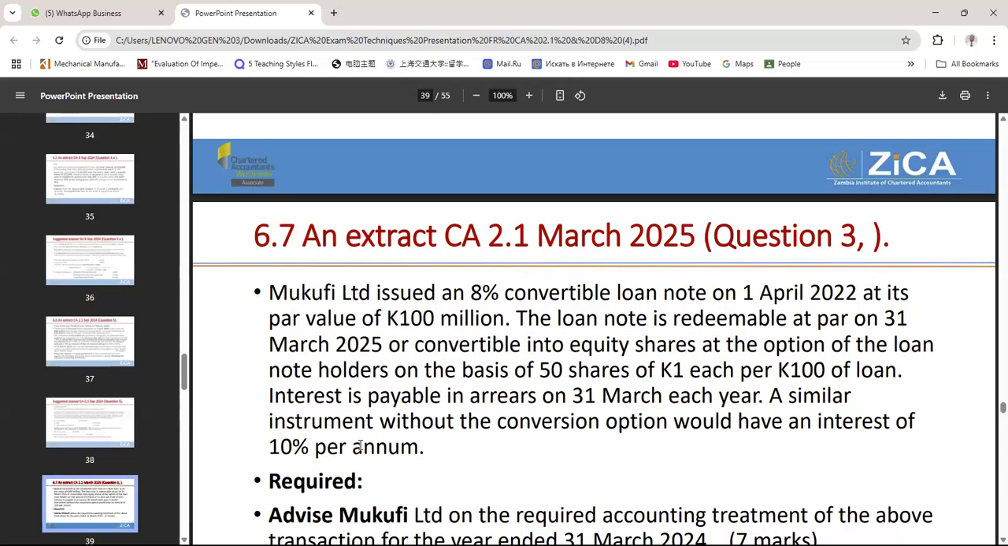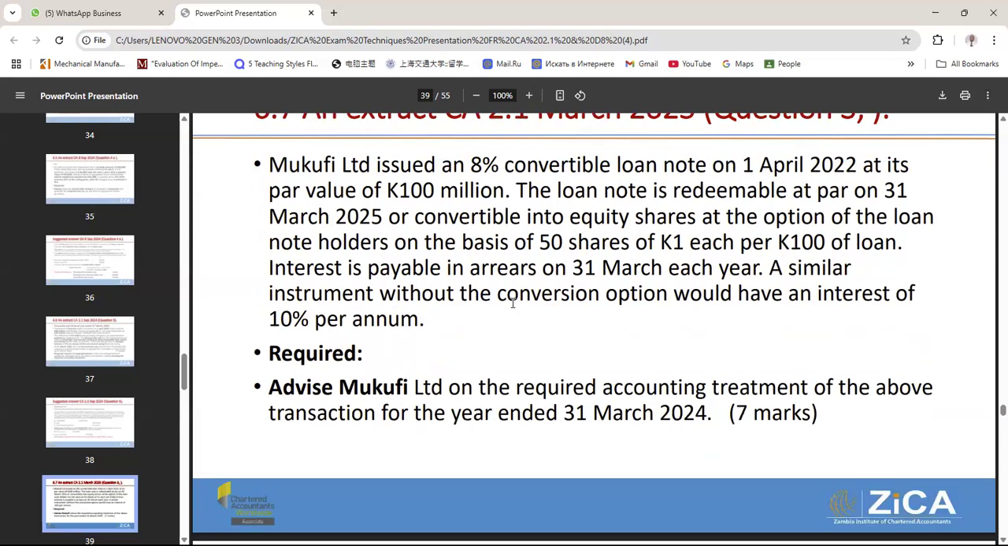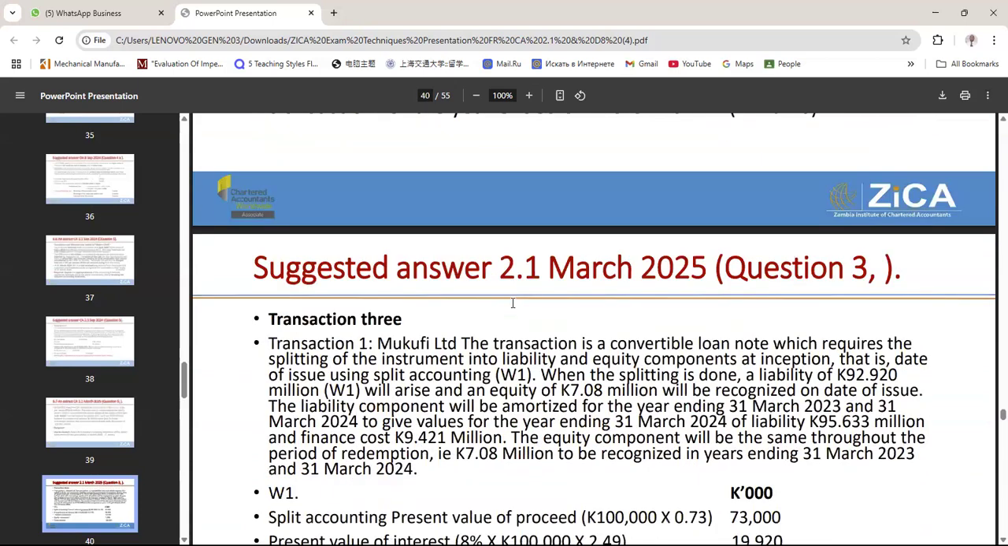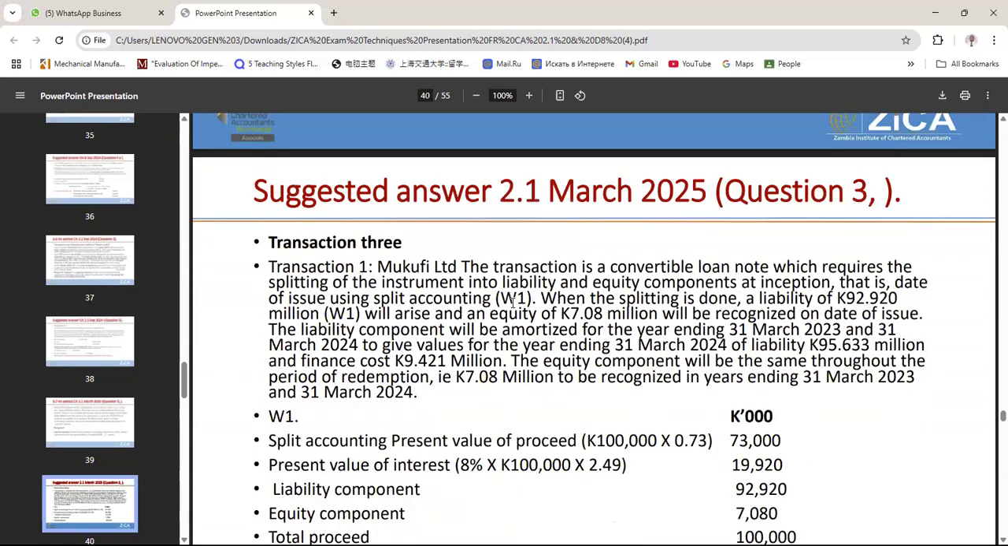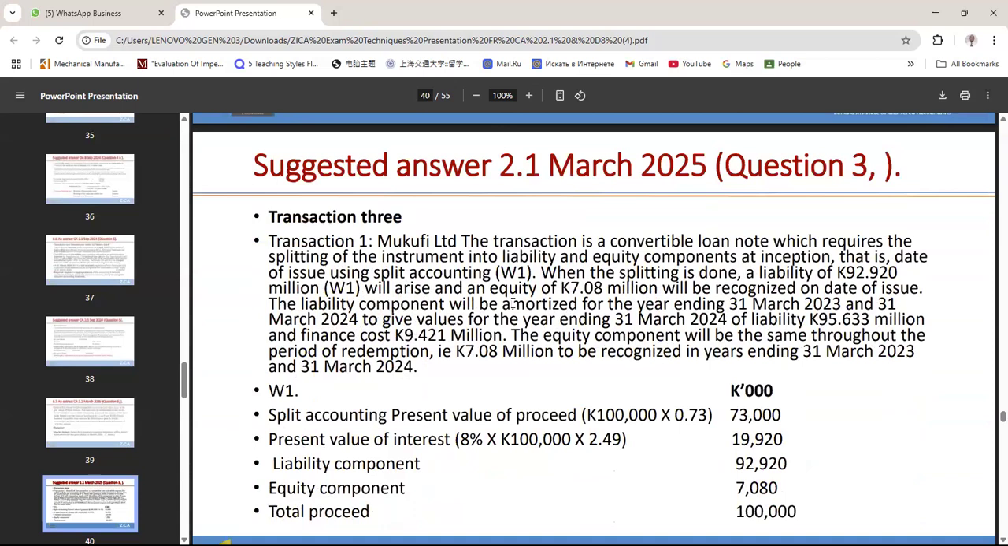So whenever you see a convertible loan, it's a compound instrument. There is equity and there is liability. What are you supposed to do? You split. How do we split? First, determine the present value of the liability. So you are going to discount the obligation you have. After you discount the liability, then you subtract it from the total proceeds. Then what will remain is equity. Now, after you split, equity is supposed to be constant. Then the liability, you start amortizing it.